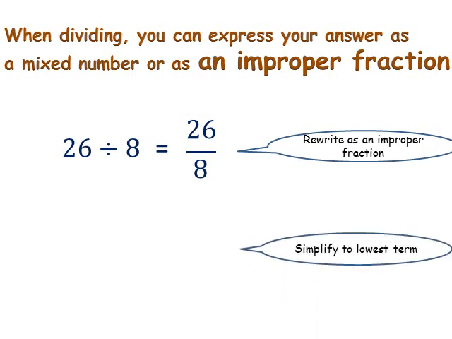Okay, and then let's simplify this to lowest terms. Let's divide both the numerator and denominator by 2, and so we have 13 over 4. And so that's the simplest form.